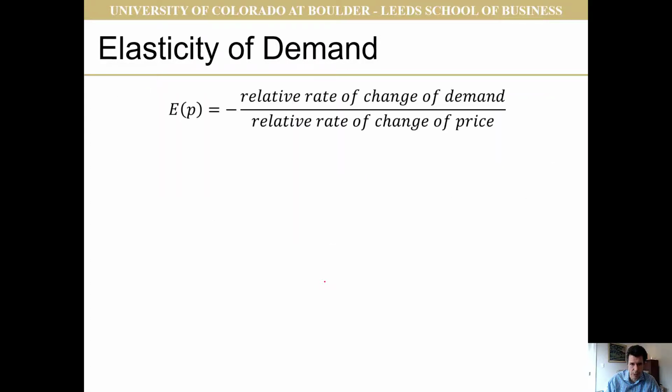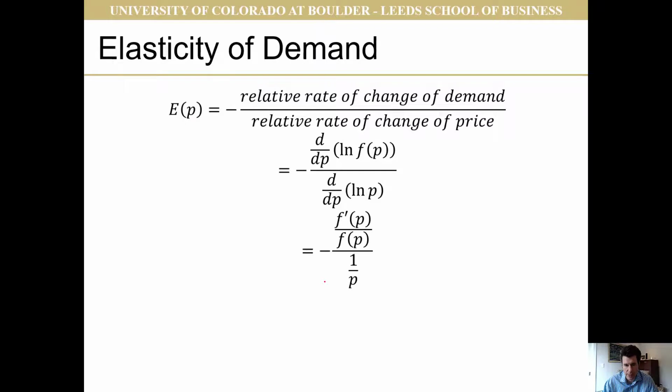Now, we can do a little bit of work. The negative relative rate of change of demand divided by the relative rate of change of price is negative d/dp of ln of f of p, divided by d/dp of ln of p, the derivative of the natural log of f of p divided by the derivative of the natural log of p. We take both of these derivatives: f prime of p over f of p, divided by 1 over p, because we're taking the derivatives with respect to price, equals negative p f prime of p divided by f of p. So this is our equation for the elasticity of demand.